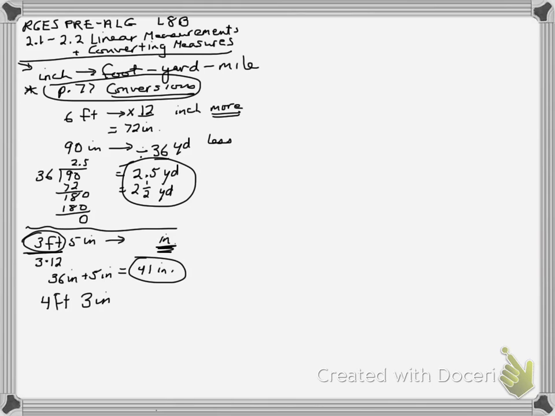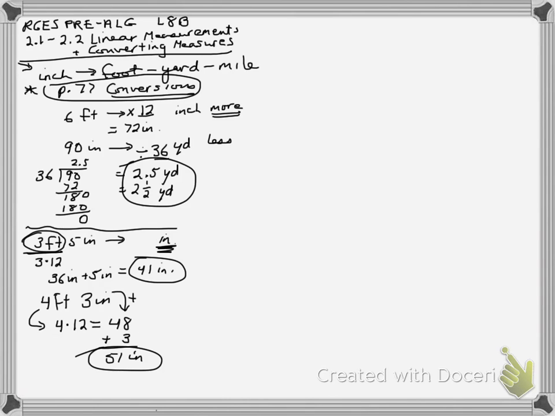Again, how many inches are in 4 feet? That would be 4 times 12, because there's going to be more inches than feet. So we're multiplying, and there are 12 inches in a foot. So that would be 48, and then don't forget to add on the 3 additional inches. So you are going to get, in this case, 51 inches.